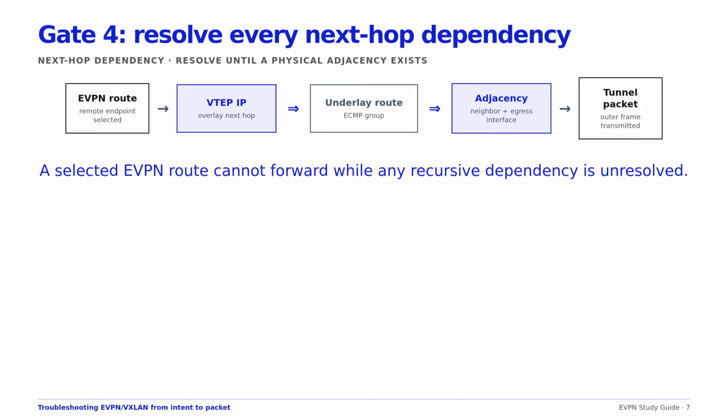Every remote object ultimately depends on underlay reachability to one or more VTEPs. Verify recursive resolution, ECMP next hops, source loopback, MTU, and ARP or ND on the underlay adjacency. Withdraw the resolver mentally. The dependent route should become unusable. If the tunnel endpoint is unresolved, stop. The forwarding pipeline cannot repair it.